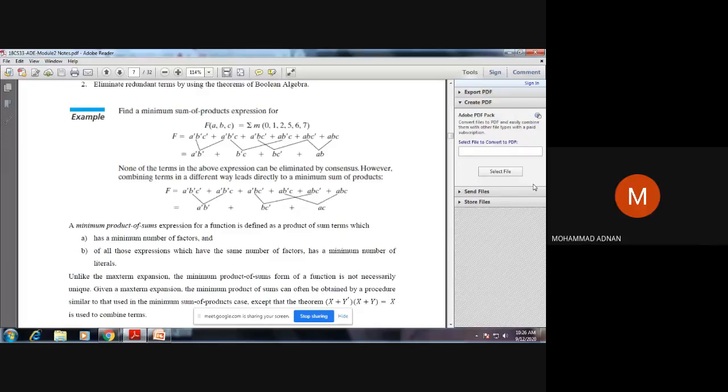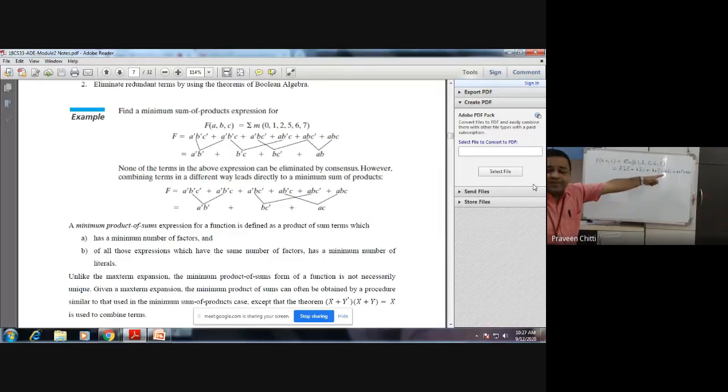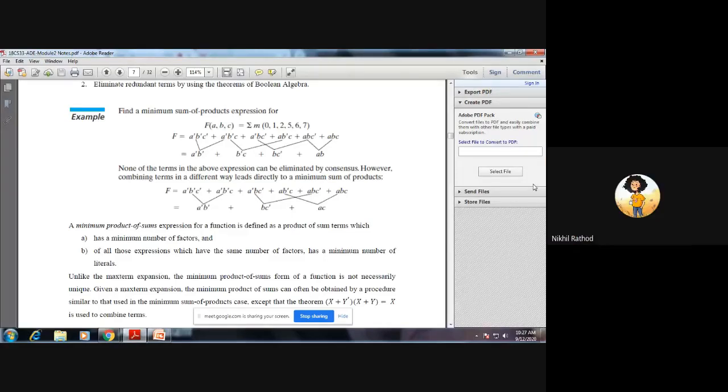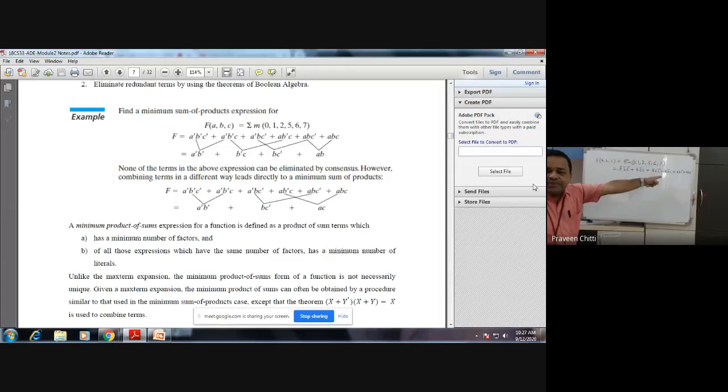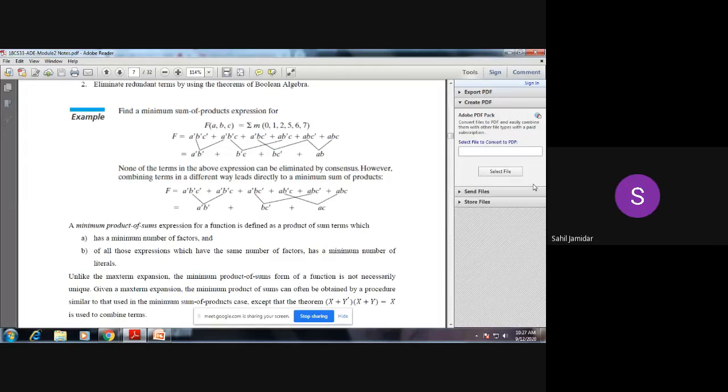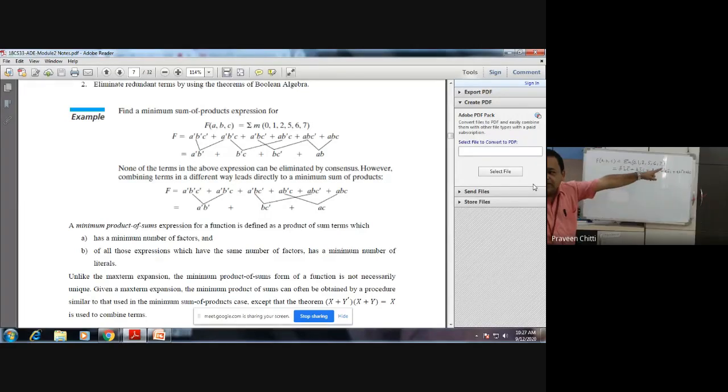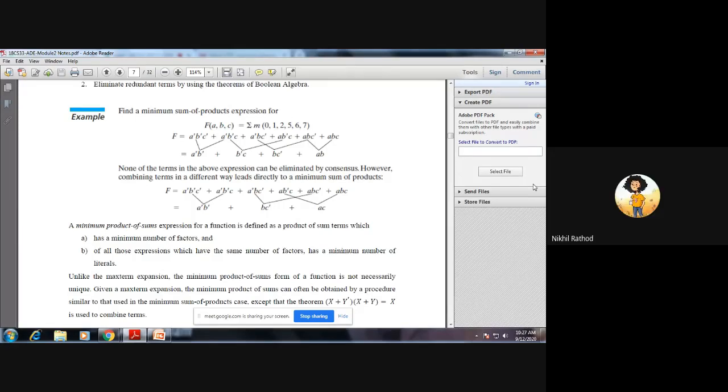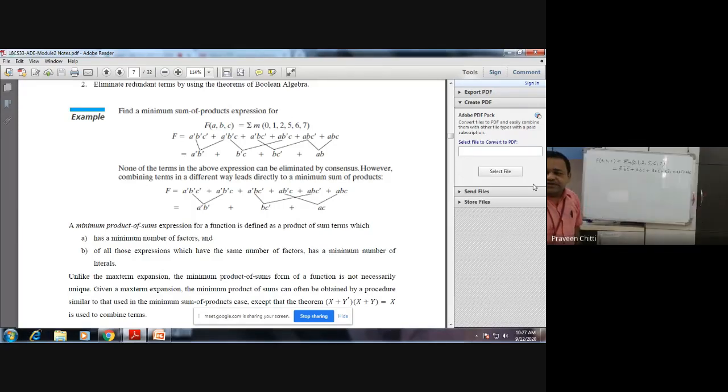How do you write 6 in binary? 1, 1, 0. How do you write that in terms of A, B, C? ABC bar. 1, 1, 0 means A, B, C bar. 7 is 1, 1, 1. 1, 1, 1 means ABC. So how do you simplify this Boolean equation then?